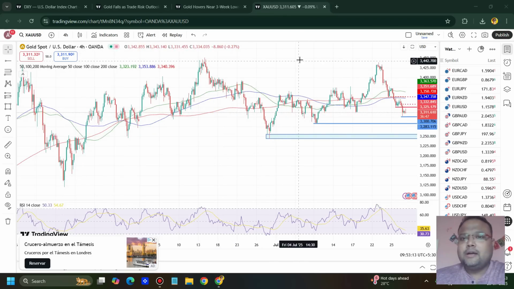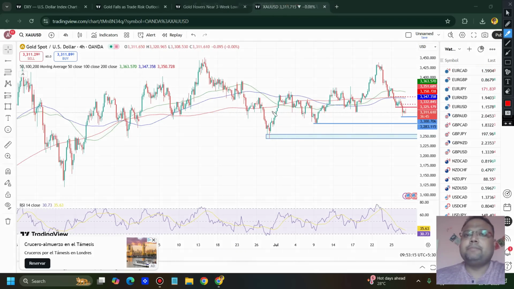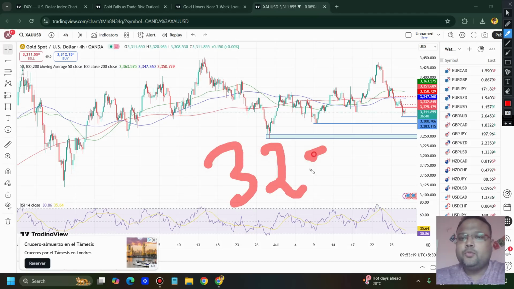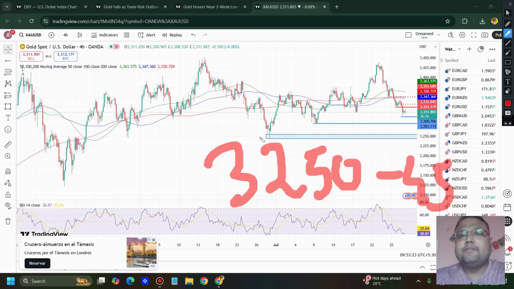As per the 4 hours time frame, which is the best support? You can clearly see that 3250, 3245 is the best support, because this is the level where market has shown significant price rejection from below, and it looks like a very strong support. So this is the best support.